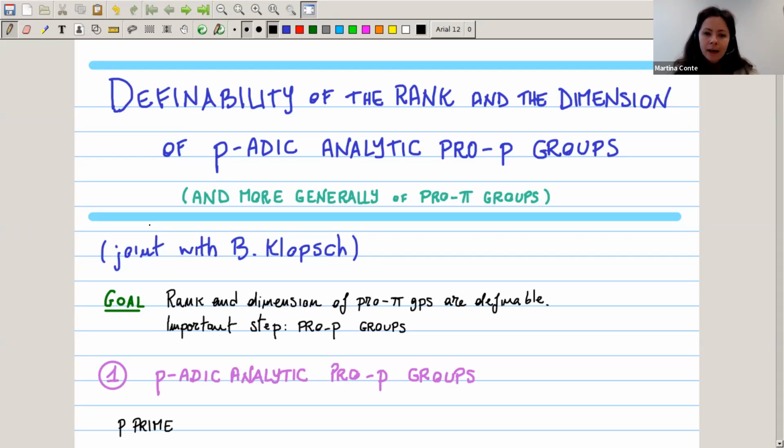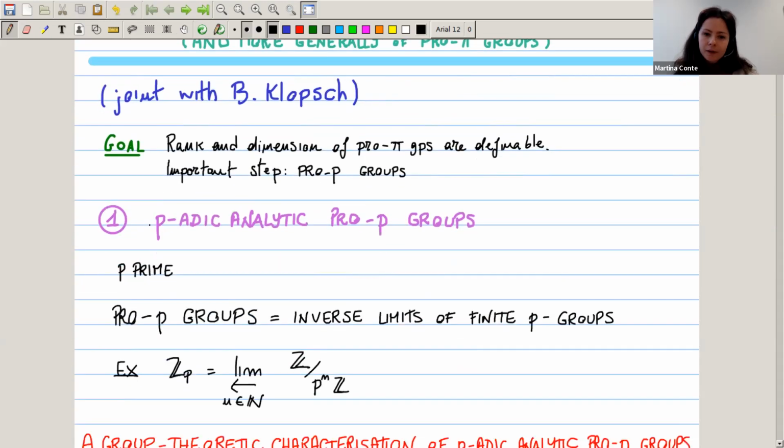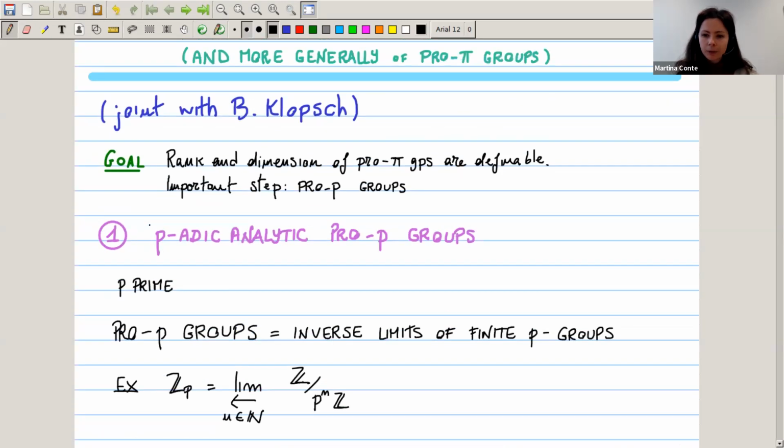I will start with the first important step, Pro-P groups. Recall that Pro-P groups are inverse limits of finite P groups. For example, you can think of the additive group of p-adic integers, that is the inverse limit of the groups Z modulo p^n Z, where n runs over the natural numbers.